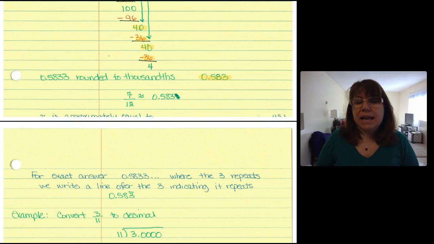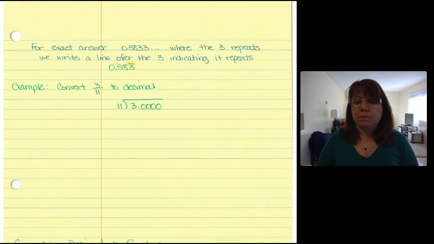But for an exact answer where the 3 repeats, we can actually write a line over the 3, and this line signifies that the 3 will repeat. If an 8, 3, 8, 3, 8, 3, 8, 3 repeated, then we draw the line over the 8 and the 3. Let's try a problem.